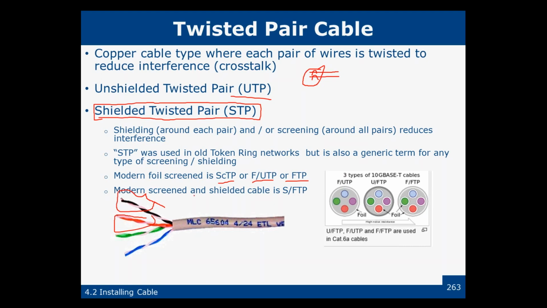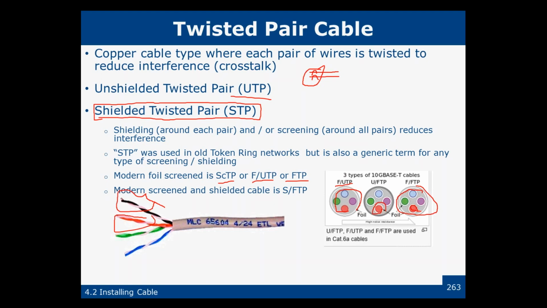So the modern screened and shielded cable is S/FTP. And if you look at these over here, it really depends on how much foil we have. In the F/UTP, the foil goes around all of the pairs. In the U/FTP, the foil is around the individual pairs. And in the F/FTP, the foil is around all of it, so it's going to have the highest noise resistance.